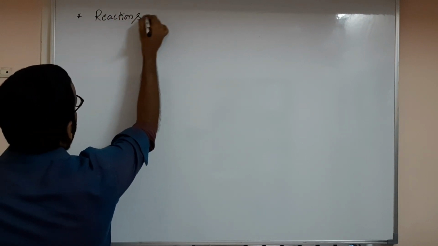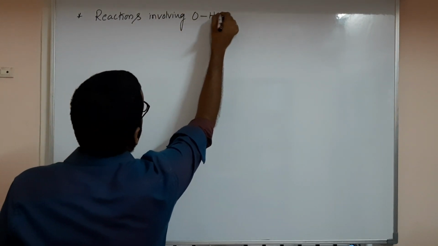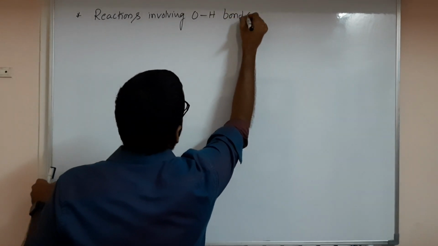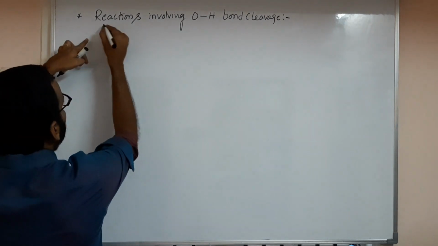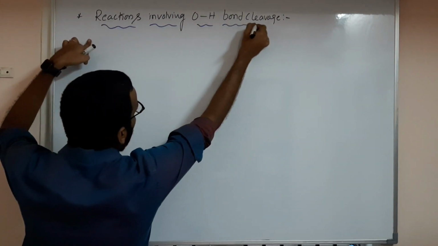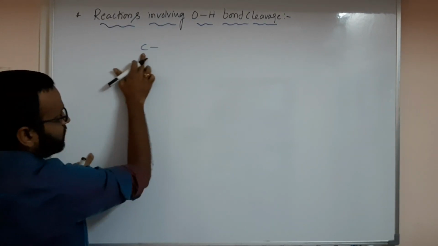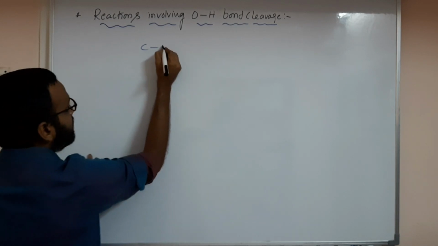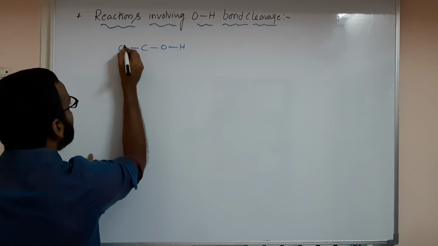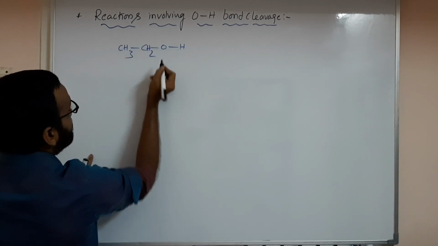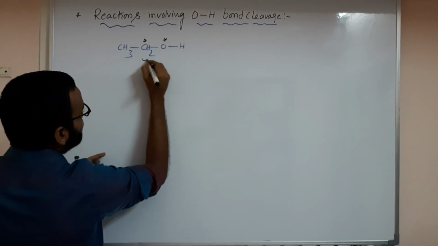reactions involving OH bond cleavage. So this we have to discuss. Alcohols have 2 types of bonds. If you see any carbon chain here, 1 carbon I am taking generally, COH. Suppose it is ethyl alcohol only, CH3CH2OH. So between this carbon and oxygen there is a CO bond.